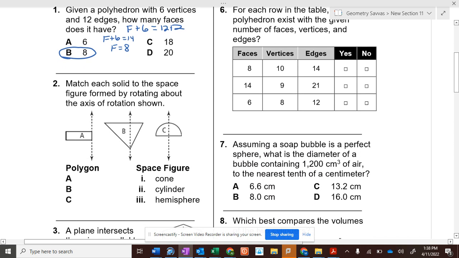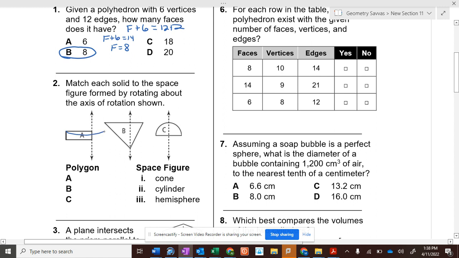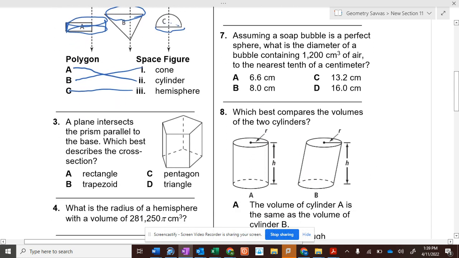Okay. All right. So if we wrap this around, what does it make? A cylinder. So A is a cylinder. B, if we wrap this around, it would be a cone. C, if we wrap this around, it would be a hemisphere. Okay? Hope you all understood that.